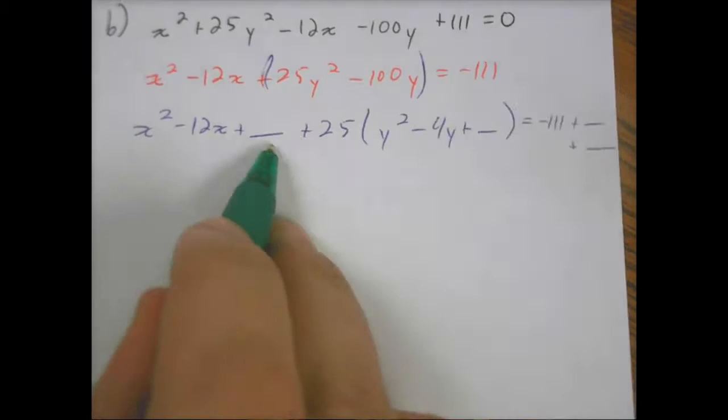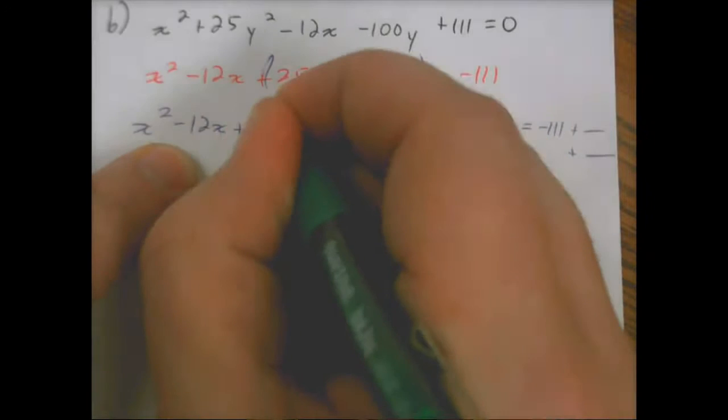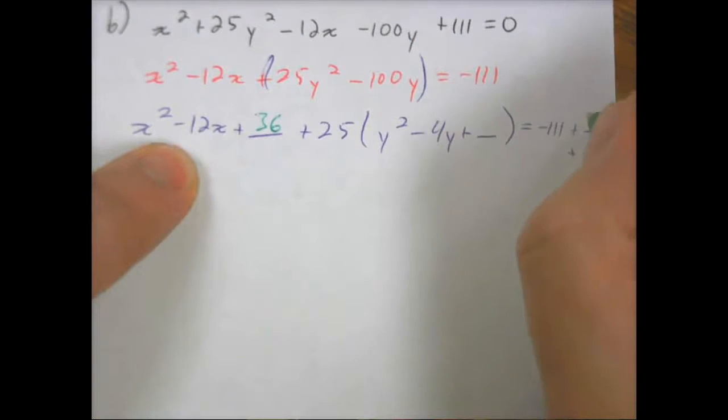Yes, now again, the first thing that goes here, divide -12 by 2, that's -6. -6 squared is 36. So I'll add 36 on that side and that side.